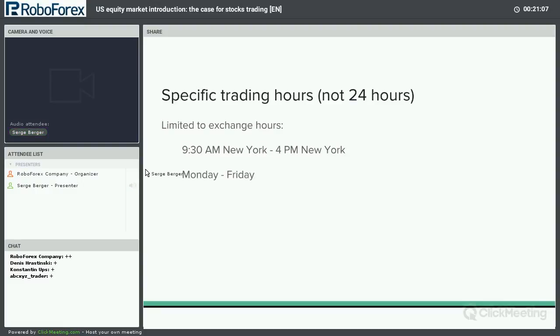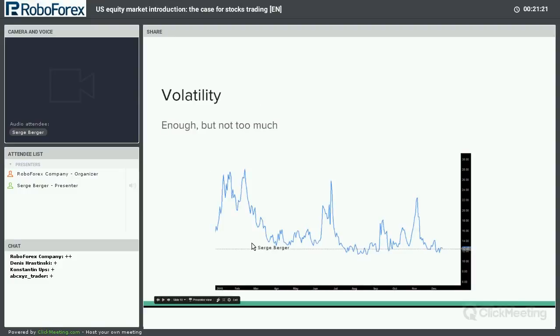The market is open Monday through Friday, so it's closed Saturday and Sunday, which is how most things here in the United States work. Most things are closed, financially related, Monday through Friday. Okay. Now let's talk a little bit about volatility, and this also gets me to the point of comparing foreign exchange versus stocks, and in this case specifically U.S. stocks.